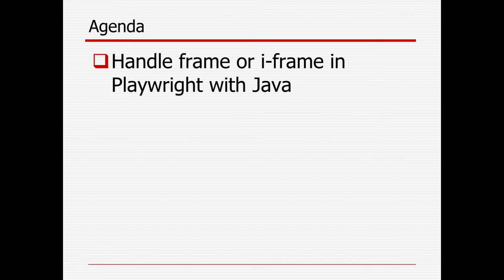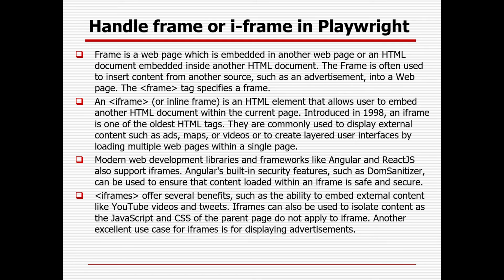In today's session, you will learn how to handle frame or iframe in Playwright with Java. So what is frame or iframe in any web page? A frame is a web page which is embedded in another web page, or an HTML document embedded inside another HTML document. The frame is often used to insert content from another source, such as an advertisement, into a web page. The frame tag specifies a frame available on any web page.